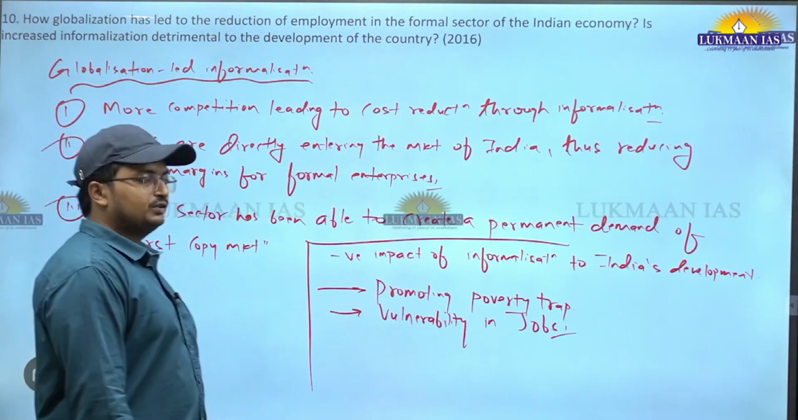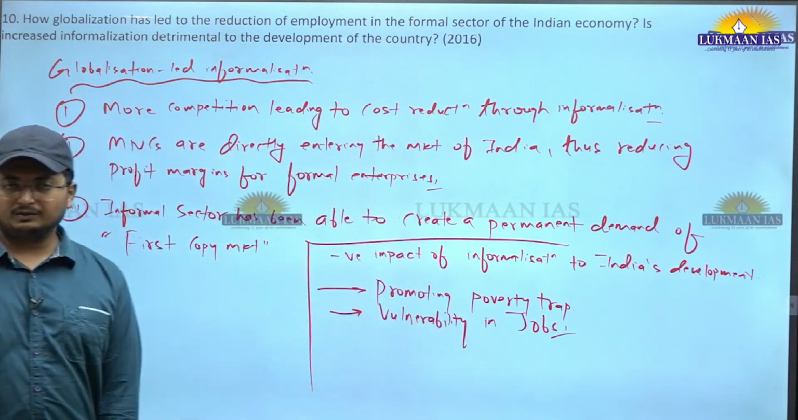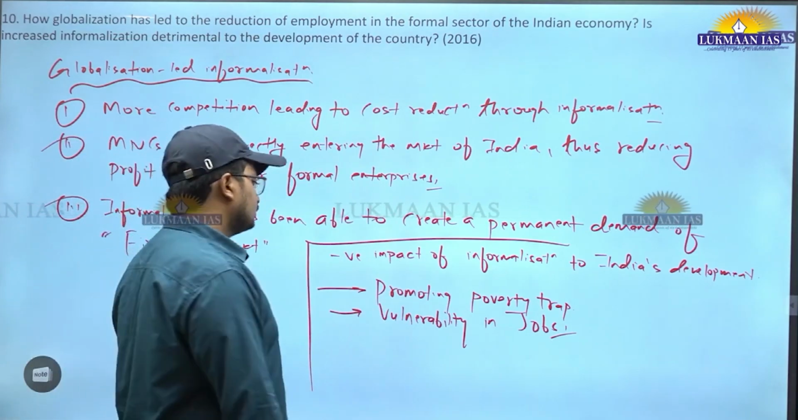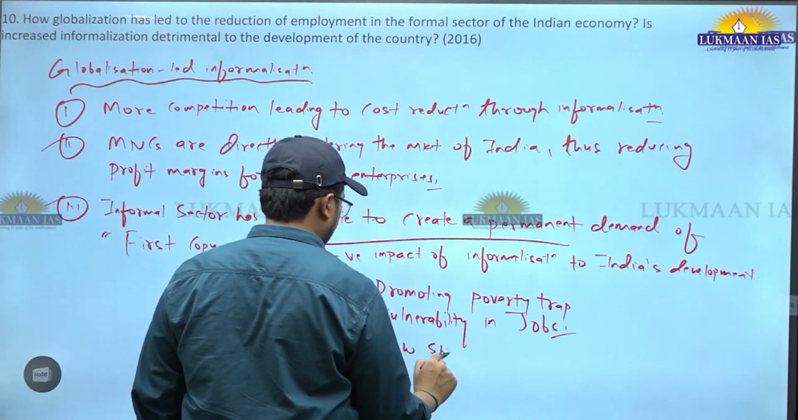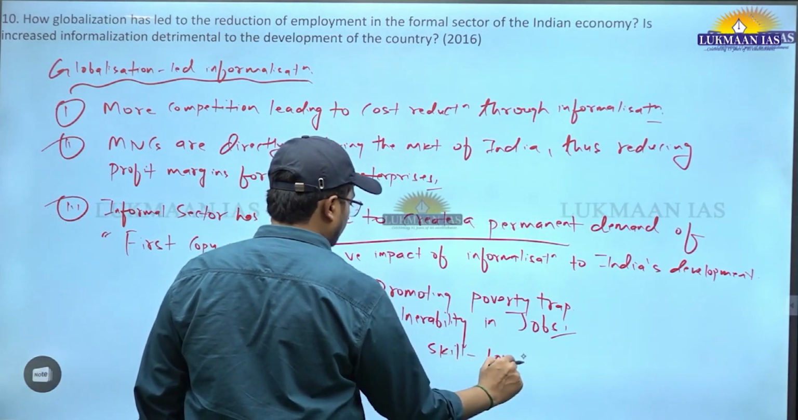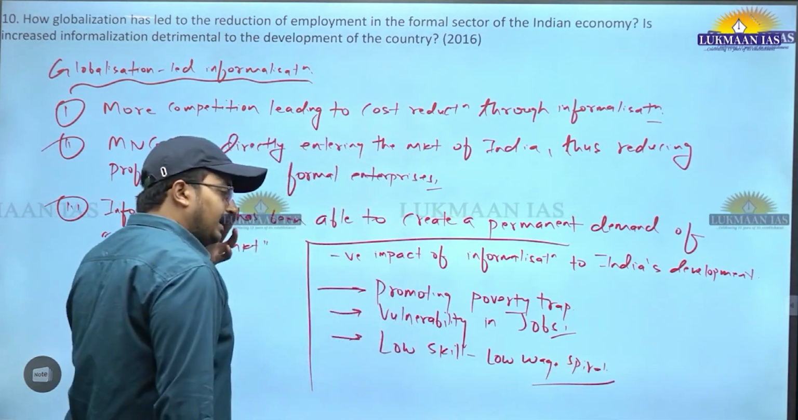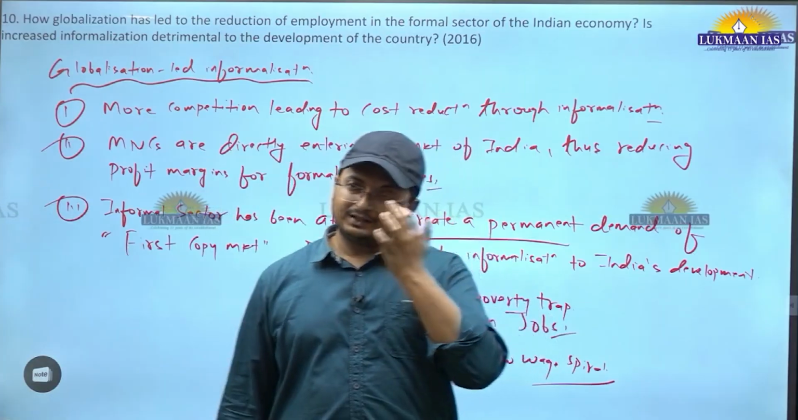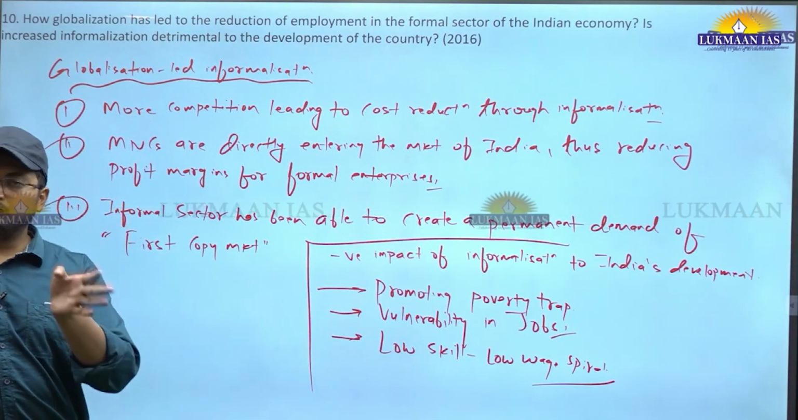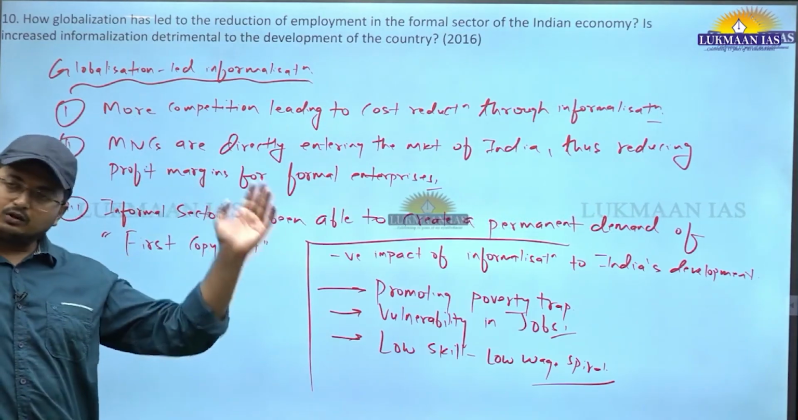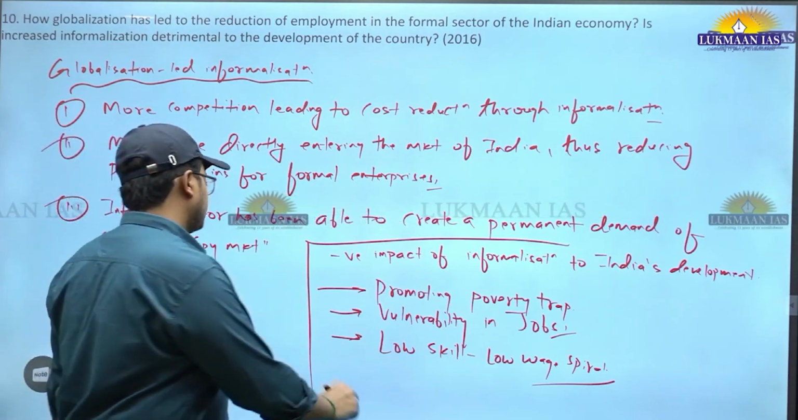Vulnerability in jobs because they are not getting any social security. Obviously they are not getting any social security, so there is a huge issues related to jobs. Third, low skill, low wage spiral is created. What happens that people are inclined towards preferring those low skilled jobs because the jobs are not offering them good wages. It is all because of increased informalization in the economy and persistent economic slowdown.